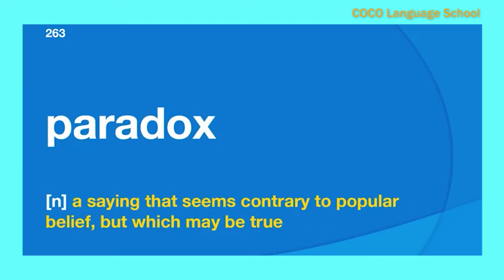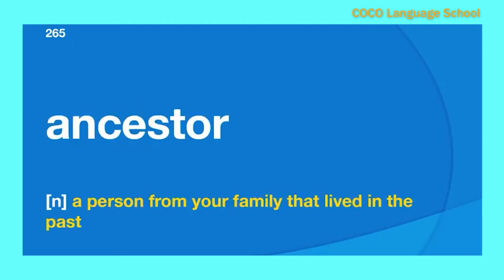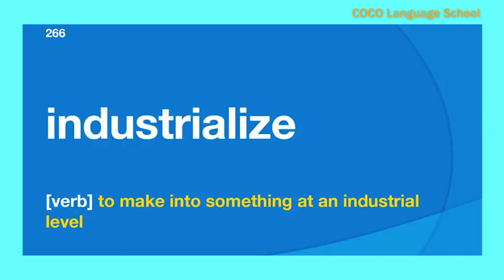A saying that seems contrary to popular belief, but which may be true. Paradox. In a quick and easy manner. Readily. A person from your family that lived in the past. Ancestor. To make into something at an industrial level. Industrialize.